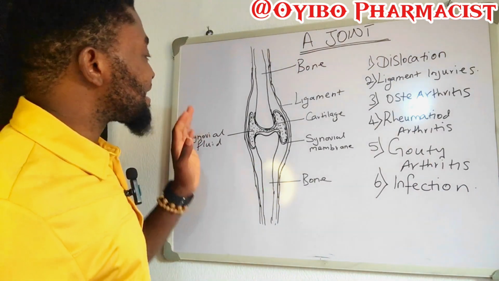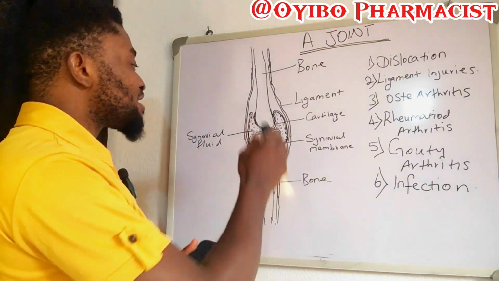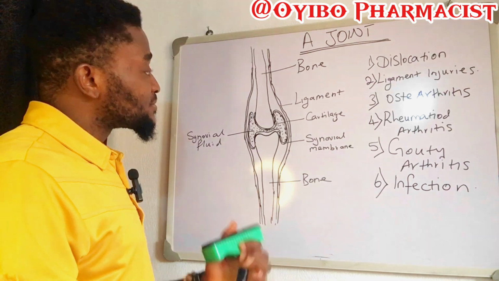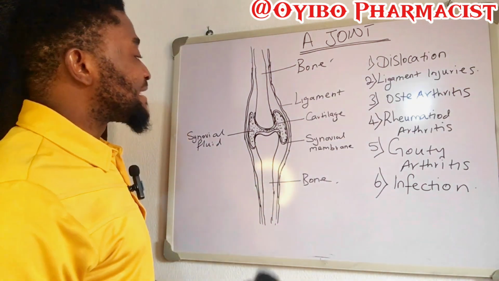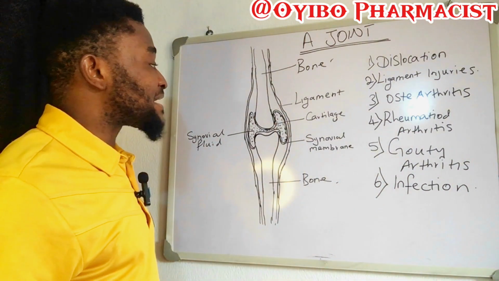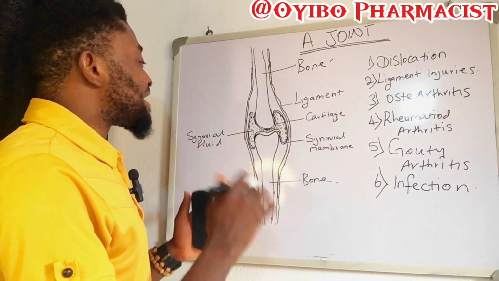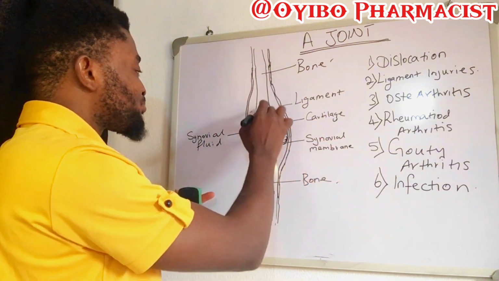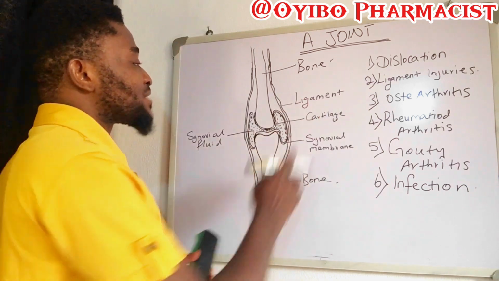So a joint basically is a place where 2 bones meet together. A joint comprises the bones, which we are seeing there on the board, this and this, and the ligament. The basic function of the ligament in the joint is that it helps to keep the joint in place, so that excessive movement will not cause dislocation, causing this bone to shift from its original position. That is the function of this ligament that we are looking at here.